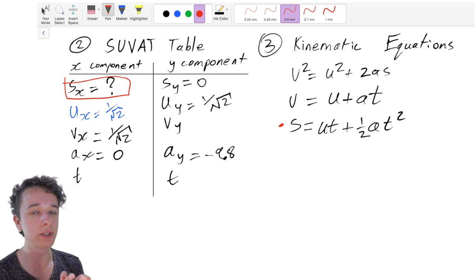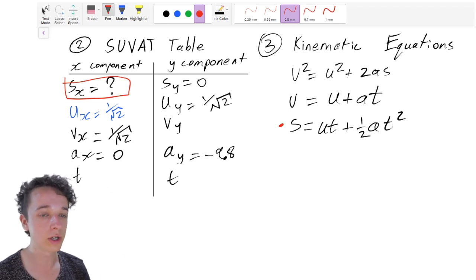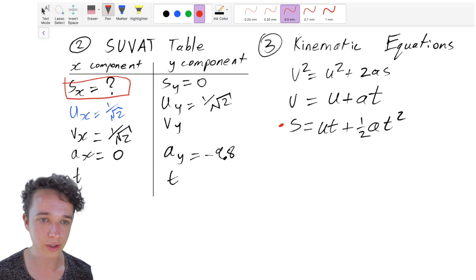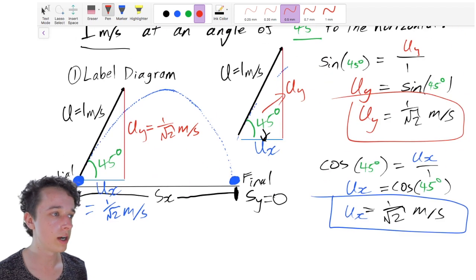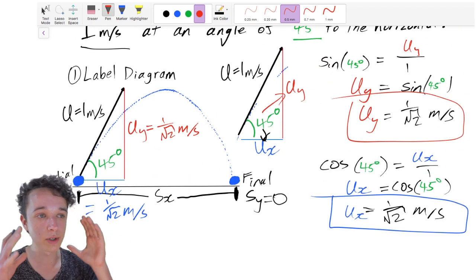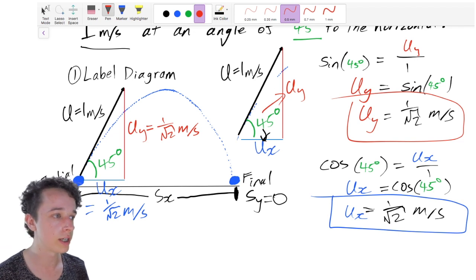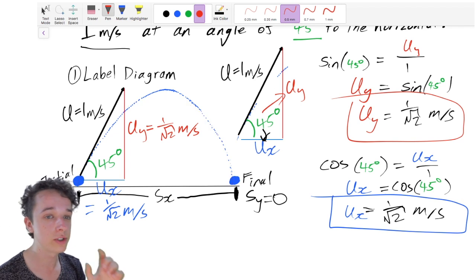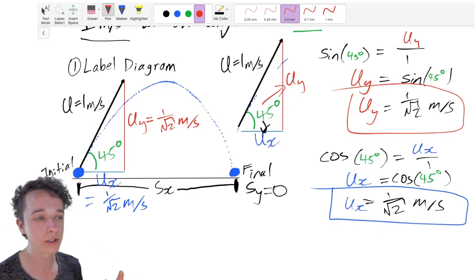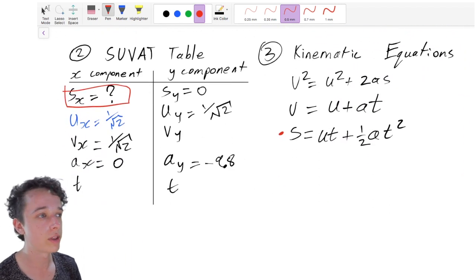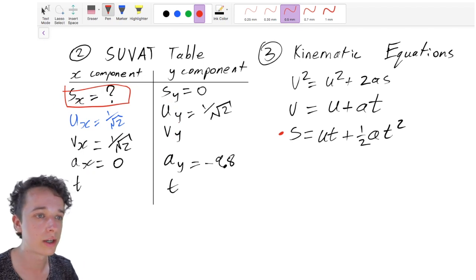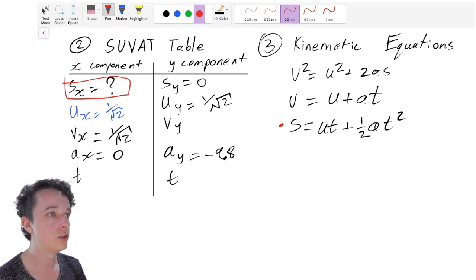So I'm going to do what we did in the previous question. We're going to find the flight time, and then we're going to use that time to find the displacement in the x direction. First, we're going to use the information that we know about the y component to find the time that it takes the projectile to go from the initial position to the final position. And then we're going to use that time to plug into some kinematic equations with information from the x components to find s of x. That sounds complicated. I'll show you how to do it now.